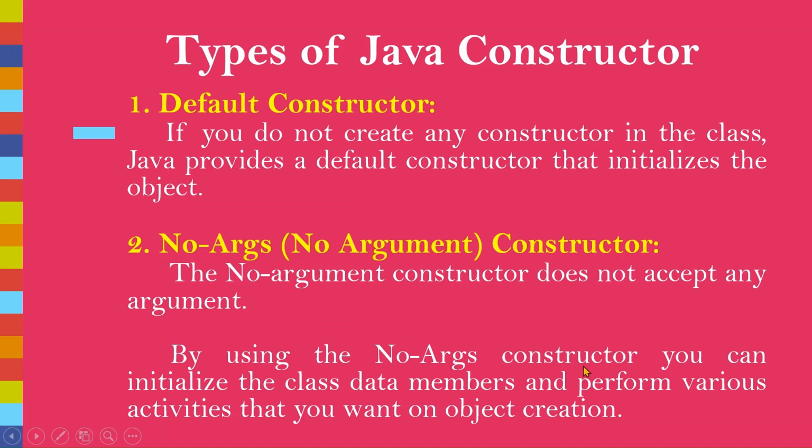Now by using the no argument constructor, you can initialize the class data members, meaning instance variables, and perform various activities that you want to do on the object creation. So you can give some default values, whatever you want for your instance variables, and put them into the no argument constructor. But in the default constructor, we don't have any provision because we don't write it.